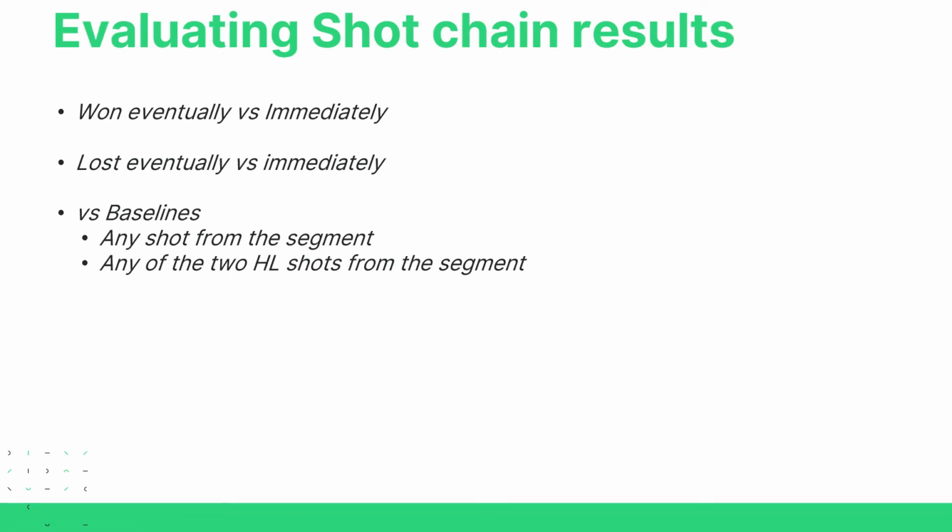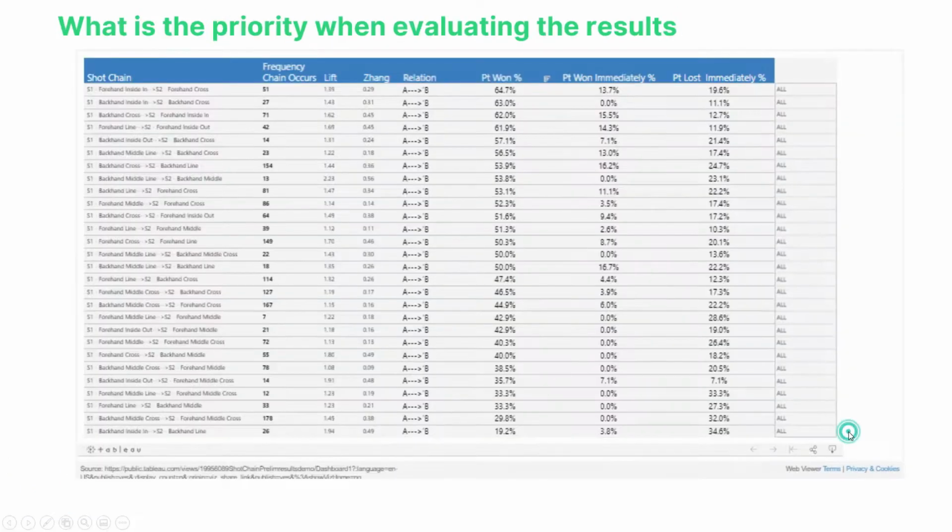And then getting to the results section, I'm looking at not only points that are won eventually, but I want to know the difference between shots that are won immediately, lost eventually, lost immediately, and then I want to compare it to baseline, so heuristics or things like that. So for any shots hit from a segment, is the chain better than that? How does the chain compare to if I was looking at high-level shots like a forehand and a forehand? So they were things that I needed to consider.